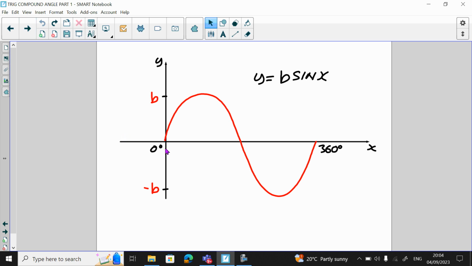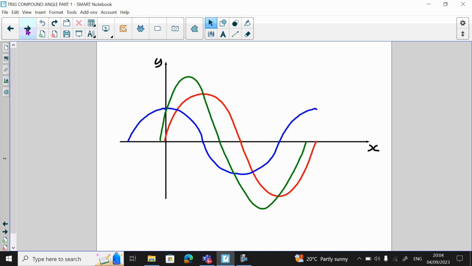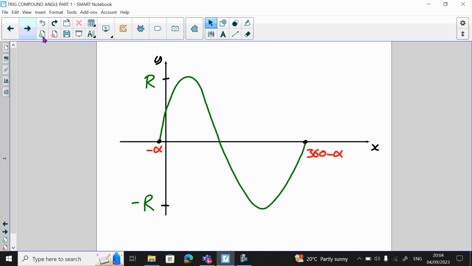Sine x starts at the origin and finishes at 360 degrees or 2 pi radians. Cosine starts at its maximum amplitude and finishes at its maximum amplitude over 360 or 2 pi. If we add them together, we come up with this other wave. That's what happens when mixing the two together. So we end up with this.